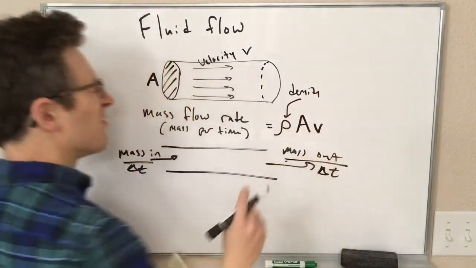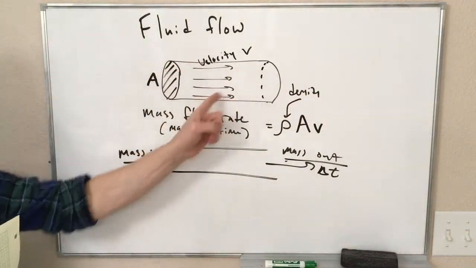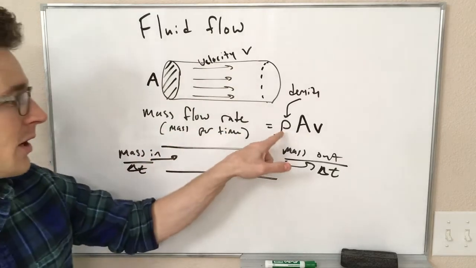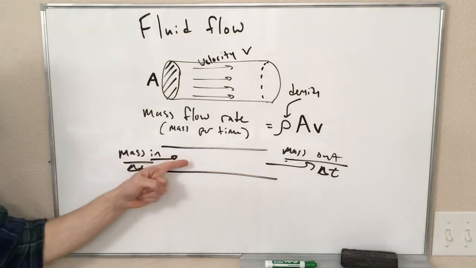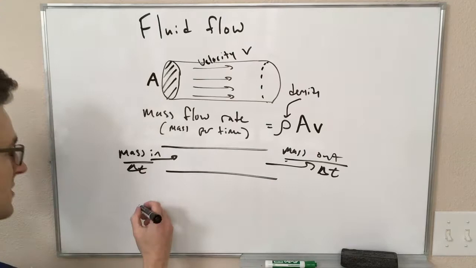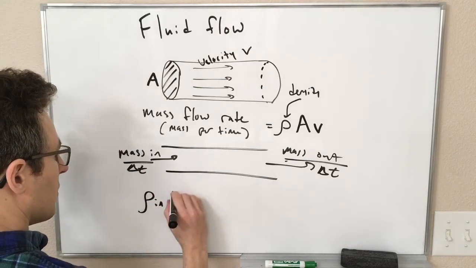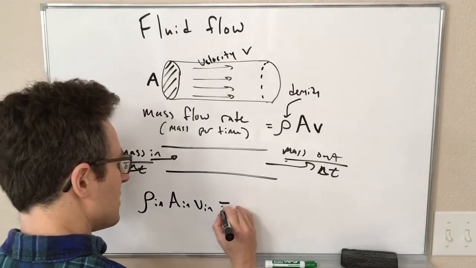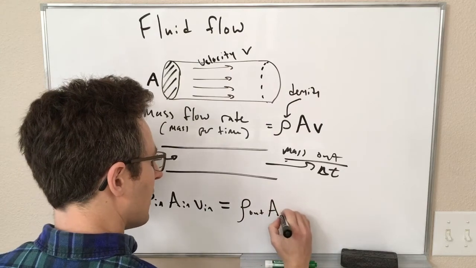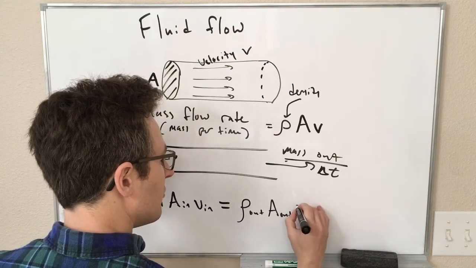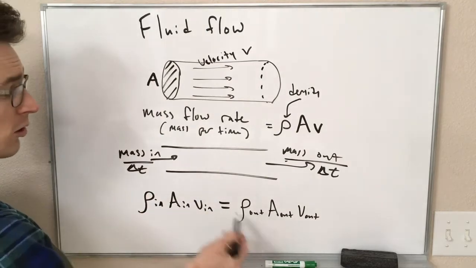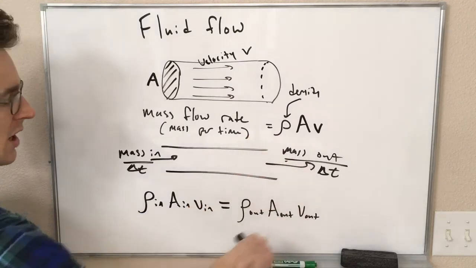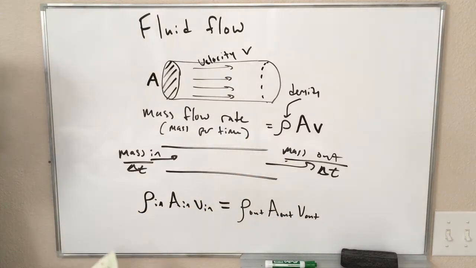So rho is the density of the stuff in the pipe, and we're assuming the density is the same everywhere in this piece. Okay, so this is our flow rate, rho A V. The fact that our flow rate in equals our flow rate out means we can use the following equation: rho in A in V in. This is the mass flow rate in, and this has to equal the mass flow rate out, rho out A out V out. And all of these can change, right? Our fluid can have a different density from one end to the other. The pipe can change size, the velocity can change, but these flow rates have to be the same.